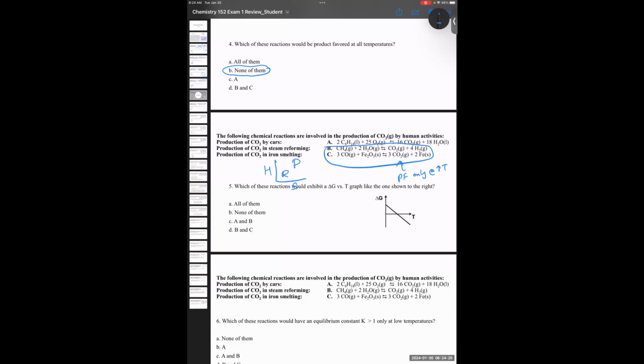If it is product favored only at high temperatures, you see that as the temperature increases beyond this temperature over here, which we call the switching temperature, delta G becomes negative, meaning at high temperatures the reaction is going to become product favored. At low temperatures, on the other hand, delta G is positive, meaning it's reactant favored. Therefore, it should be both B and C for this.